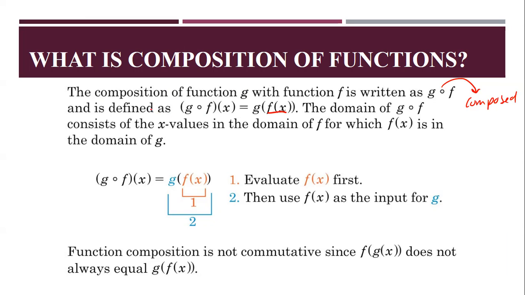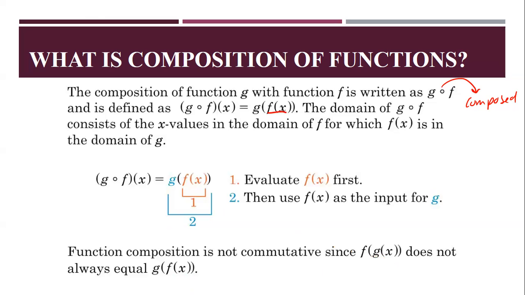When you are evaluating, you're going to evaluate the inside first. So step one is to find F of X. Then step two is to plug that into G. And then vice versa, okay? They are not commutative, meaning that F composed of G of X is not going to give me the same thing as G composed of F of X. They're their own functions. The results are going to be different every time, or they may be equal depending on the graph that's being created.